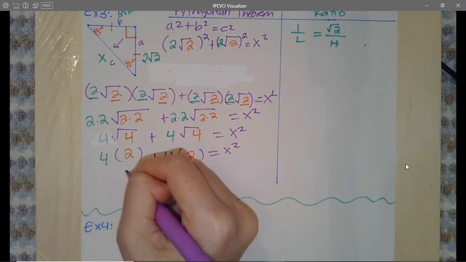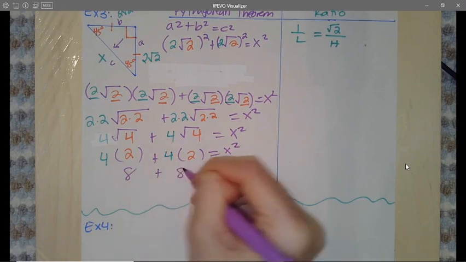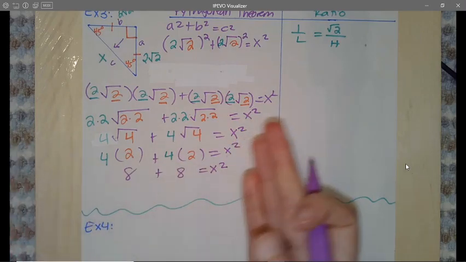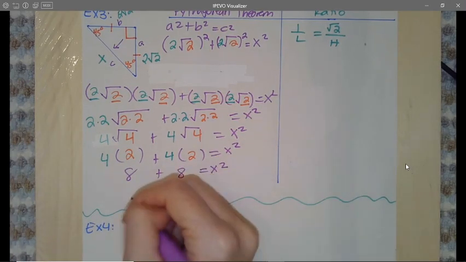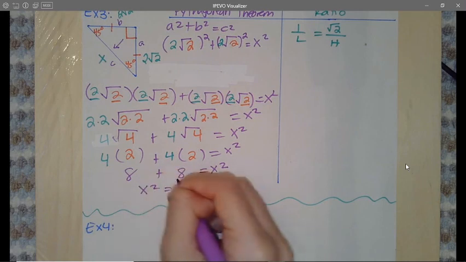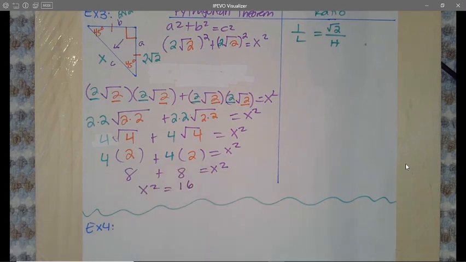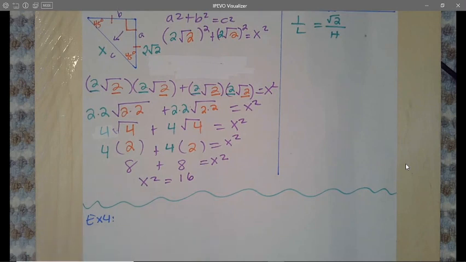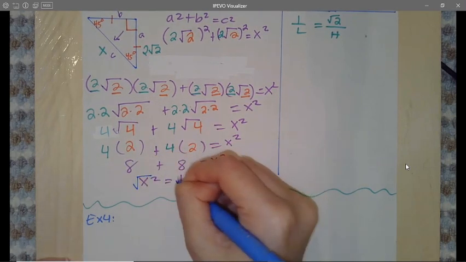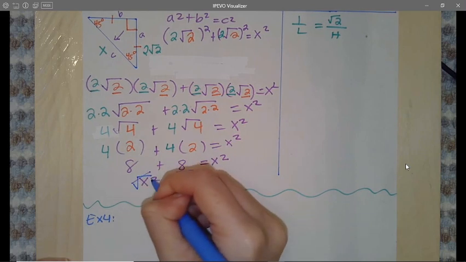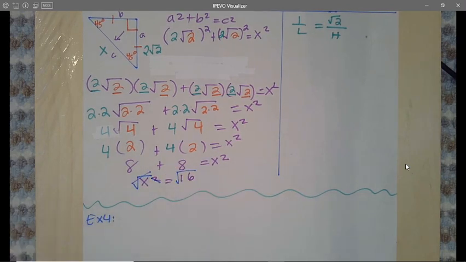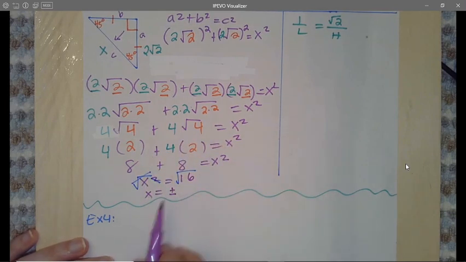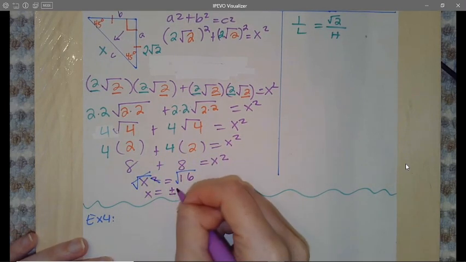Alright, 4 times 2 is 8. 4 times 2 is 8, which equals x squared. And I'm going to flip around the equation because I prefer to have my x come first. So I'm going to have x squared equals 8 plus 8 is 16. And then lastly, how do we undo a square? We square root that thing. So I'm going to square root that thing on both sides. The square root will cancel out the squared, and you're left with x equals plus or minus, don't forget the plus or minus will appear, the square root of 16 is 4.